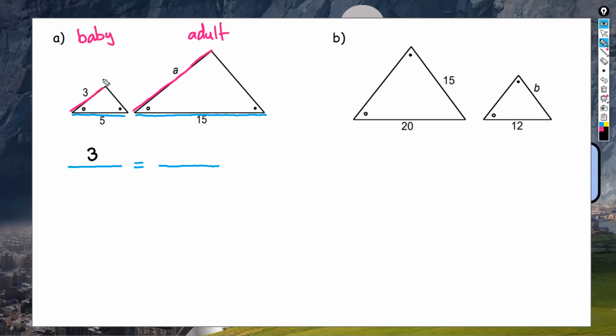Who is the corresponding value of 3? A. So you take the baby value and divide it by the adult value, which is A. And then after the equal sign, you do the same thing for the other side. You take the baby value and divide it by the adult value. So it's the baby on top divided by the corresponding adult. Baby divided by the corresponding adult. And you will get a cross multiplication situation.